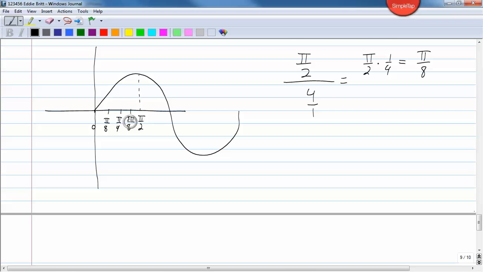Now add pi over 8 to that, you get 4 pi over 8, which is pi over 2. So you can check and make sure that you got those x values right. Now, depending on whether we use the right or the left, on this particular problem, if we use the right endpoints, let's see how our rectangles go.